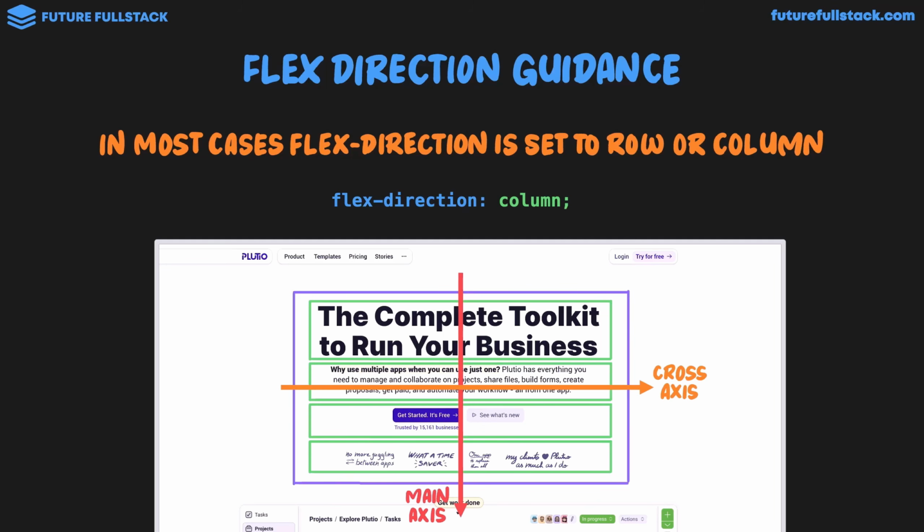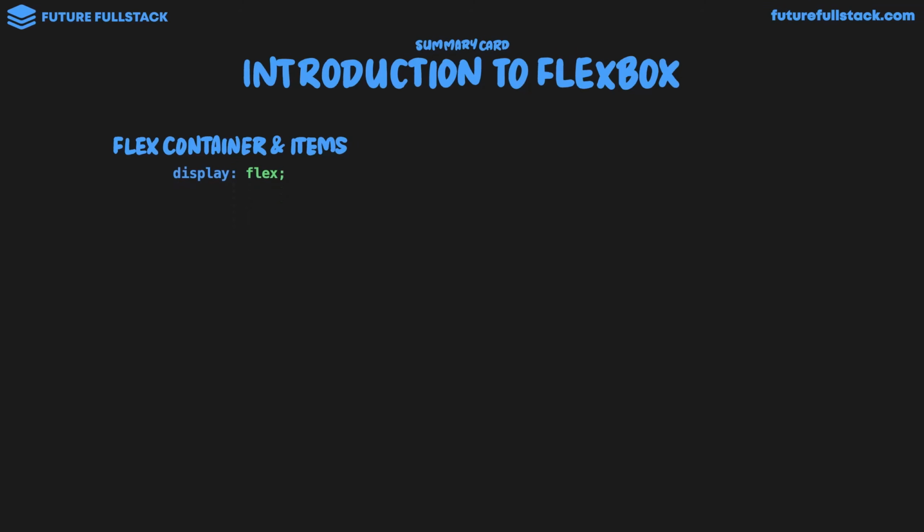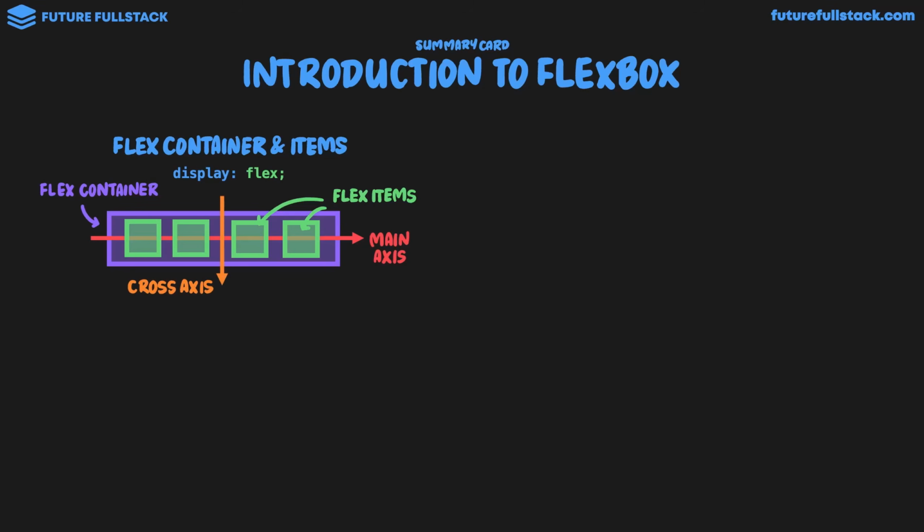So let's start building a summary card, an introduction to Flexbox. In this chapter, we looked at flex container and items. We saw that we activate Flexbox by using the display property and setting its value to flex. This then gives us a flex container, which is the parent, and inside it, we have flex items, which are the children. We have a main axis, which by default is in row and moves from left to right, and we have a cross axis, which is the secondary axis.